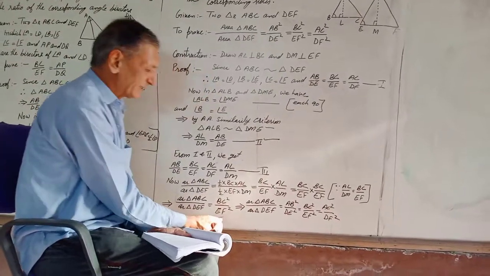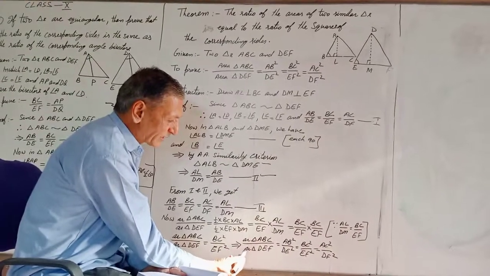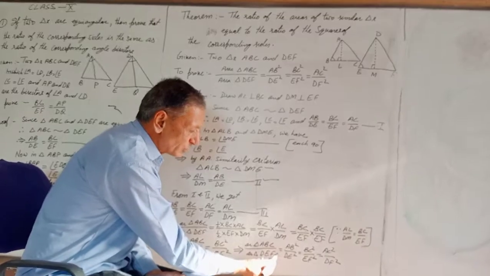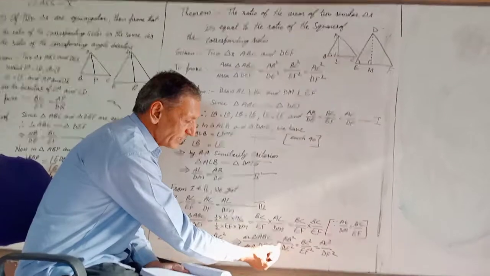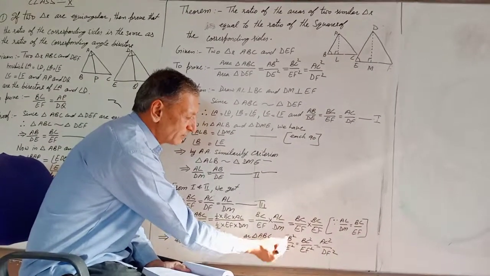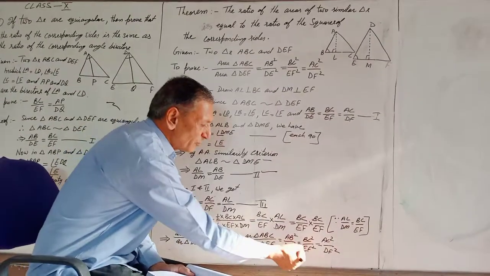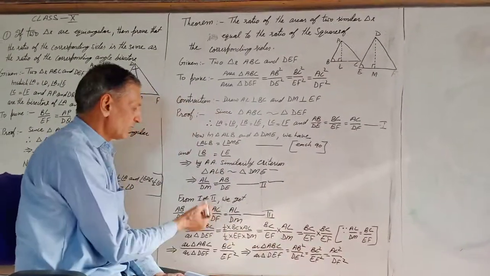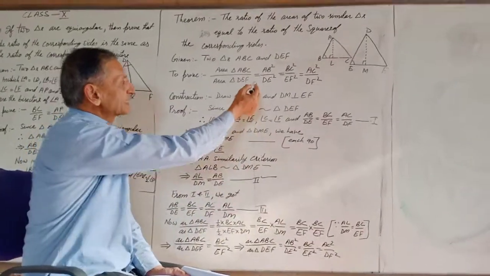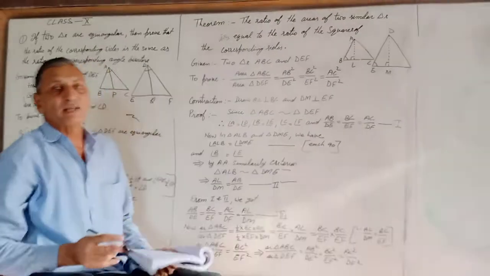Therefore, we have proved that the ratio of the areas of two similar triangles is equal to the squares of the ratios of the corresponding sides. Similarly, we can prove this for all, because all these sides can be replaced by each other, and hence we have completed this theorem.